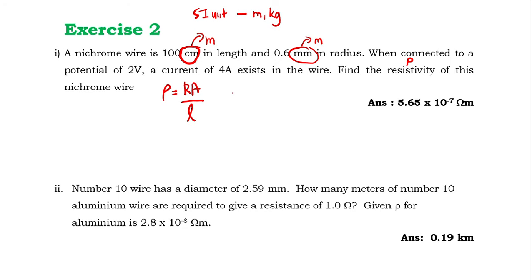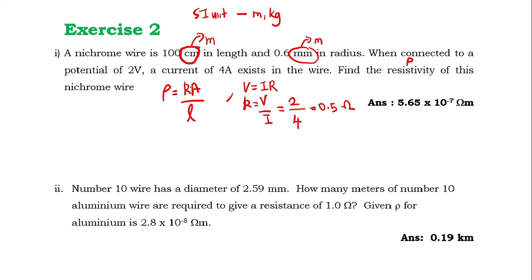Okay, so awak dah tahu V sama dengan I R. So dia tak dibagi value of R kan. So daripada Ohm's law kita dapat nilai R sama dengan V over I. Nilai V adalah 2, I adalah 4. So jadi 0.5 ohm. Okay, so nilai R.